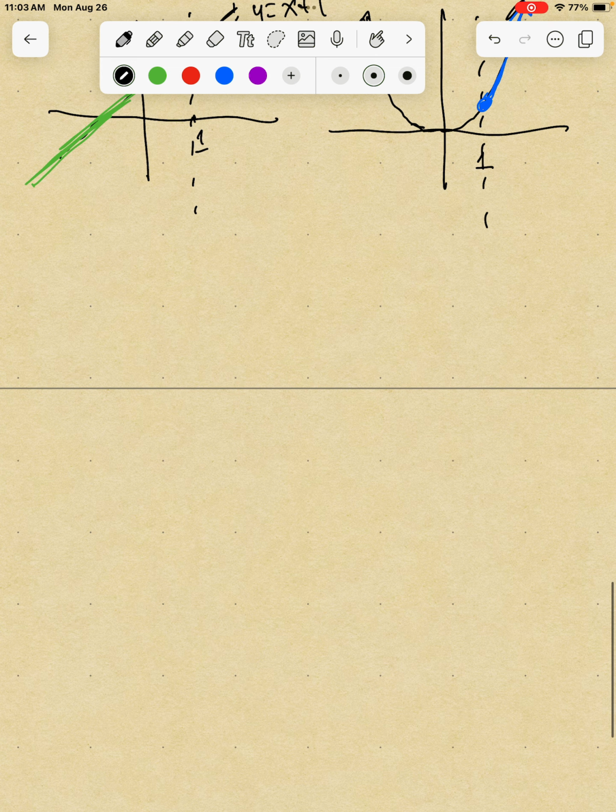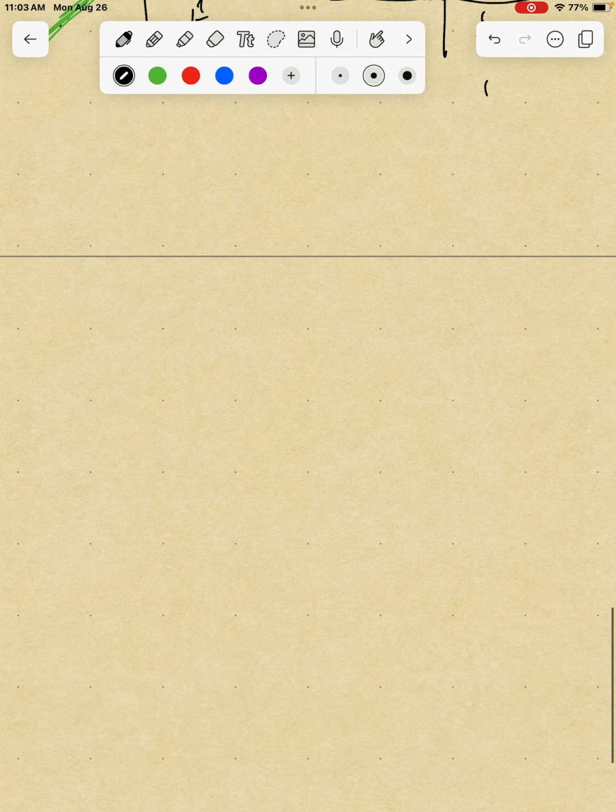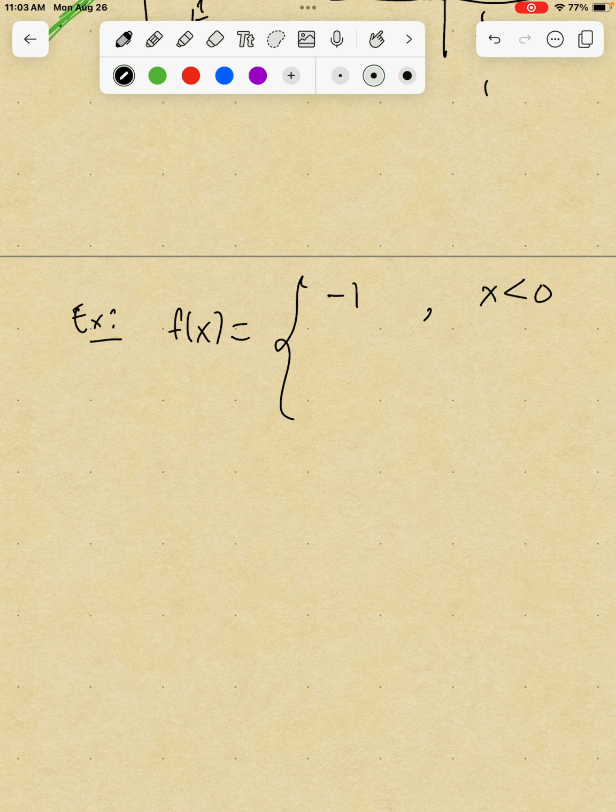And of course, it doesn't have to be broken up only at one place. So you can have something like f of x equals -1 if x is less than 0, and when x is between 0 and 2, it's x minus 1, and then when x is greater than 2, it's like the square root of x. Okay, let's do this example.